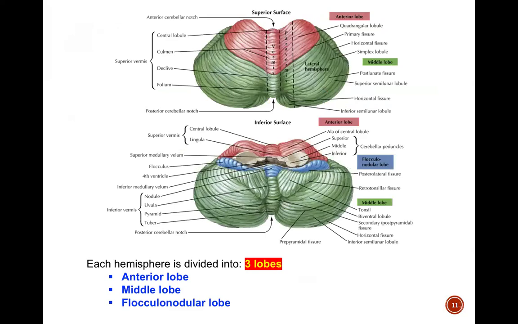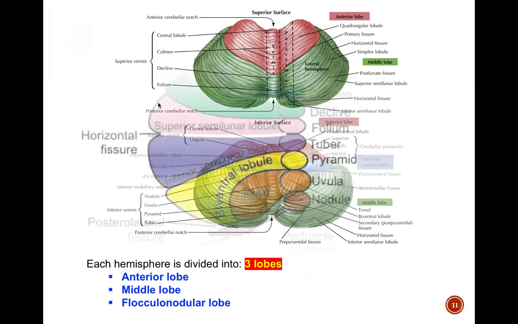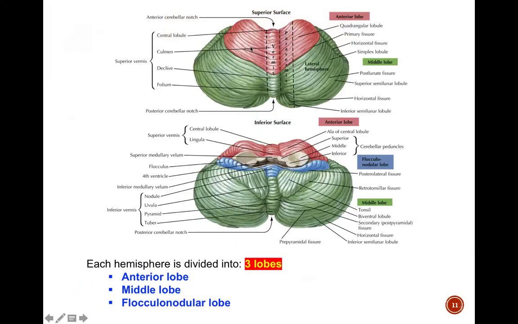Now, each hemisphere is divided into how many lobes? They are divided into three lobes. The first one is the anterior lobe, separated by which feature? The primary feature. Yes. And if you see here in this region, there is another lobe, the flocculonodular lobe, and this posterolateral feature divides the flocculonodular lobe from the middle lobe. So there are three lobes: anterior, middle, and flocculonodular lobe.